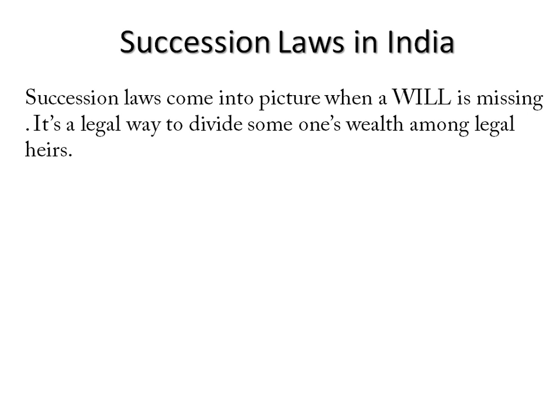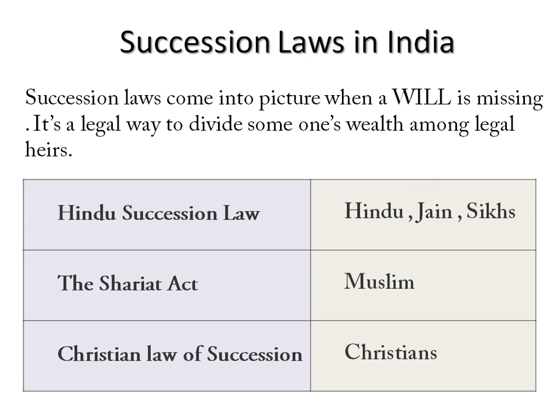Succession laws in India. Succession law comes into picture when a will is missing or it is not written at all. It is a legal way to divide someone's wealth among legal heirs. There are three kinds of succession laws in India mostly: the Hindu succession law, which governs Hindus, Jains and Sikhs; then the Sharia Act, which is for Muslims; and then the Christian law of succession, which is for Christians. There are several other succession laws also, but we'll talk about these three laws here. In this video, we'll talk mainly about the Hindu Succession Act, and we'll quickly see the Sharia Act and the Christian law of succession.